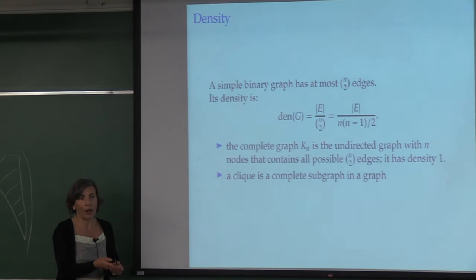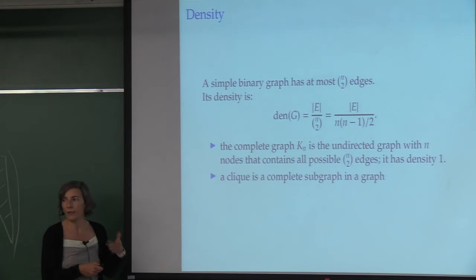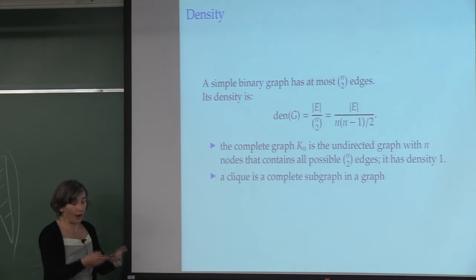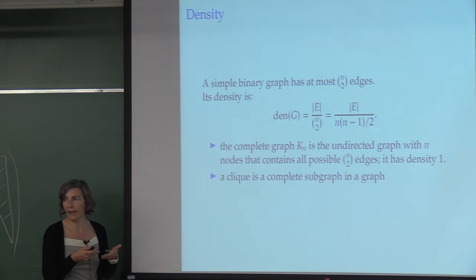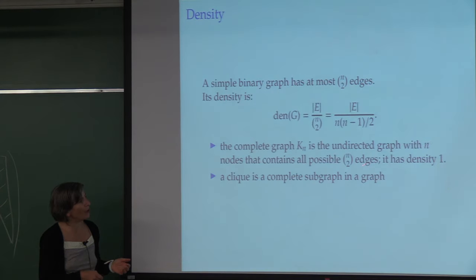It gives you how dense the graph is. So if this quantity is equal to 1, it means that all the edges are present. If it's equal to 0, it means that the graph is void. And between 0 and 1, you have a graph that could be more or less dense, meaning that it has more or less edges. So what we call the complete graph, and we denote it by Kn, is the undirected graph with n nodes that contains all possible edges. So as I already said, this complete graph has density equal to 1.